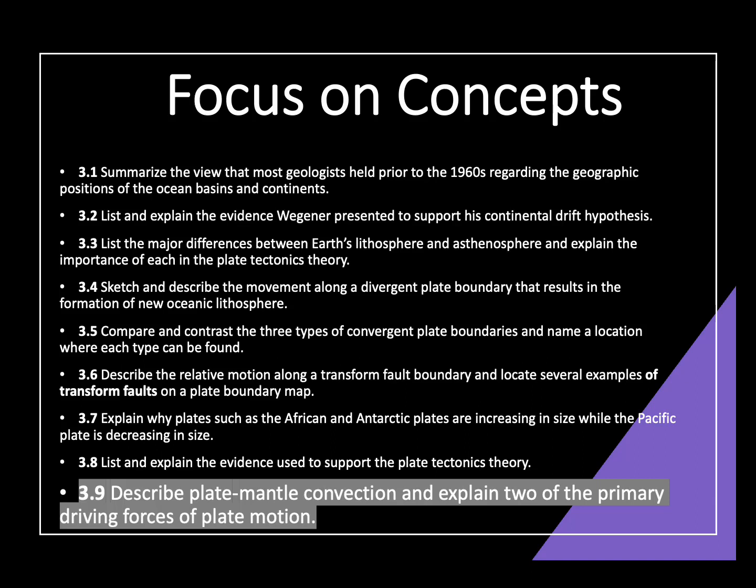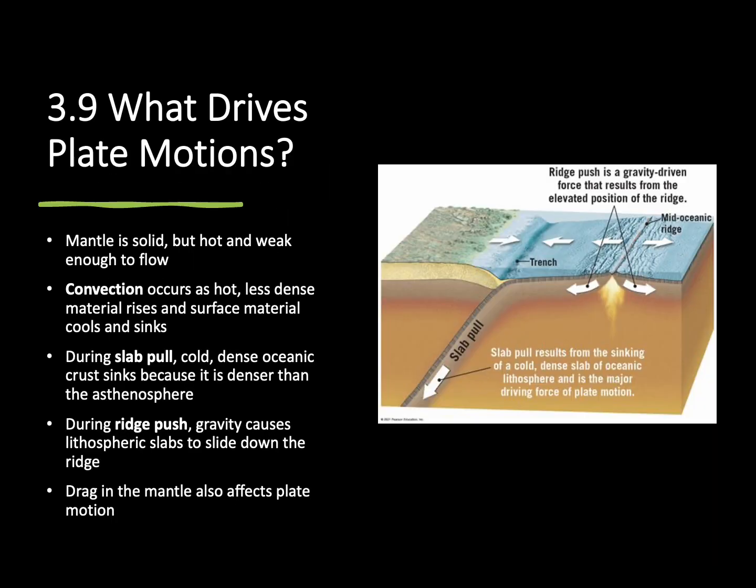Our final video for this chapter is going to focus on how plate tectonics actually occur. We have convection inside of our mantle, where hot magma likes to rise towards the surface and colder material likes to sink. So we see that during plate tectonics, we can have things called slab pull and ridge push develop at our different types of plate boundaries.